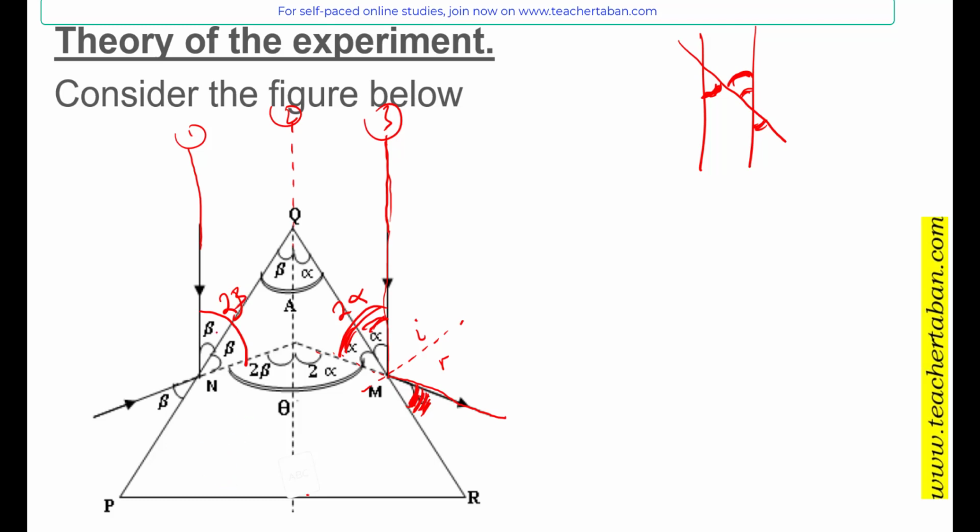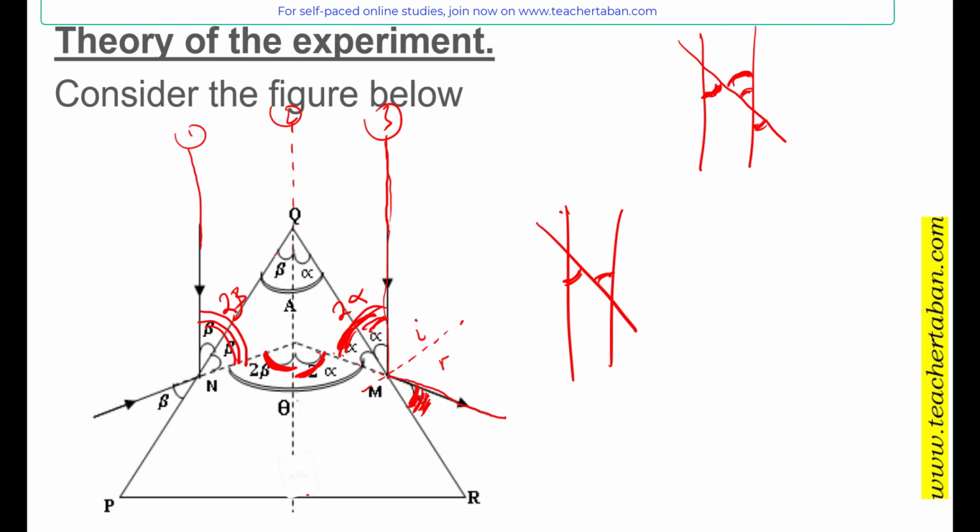So if you look at this, from what I've just said here, if this angle here is the same as this, then it implies that this angle here is going to be the same as that. Likewise, 2 alpha, this angle here will be the same as this angle here.